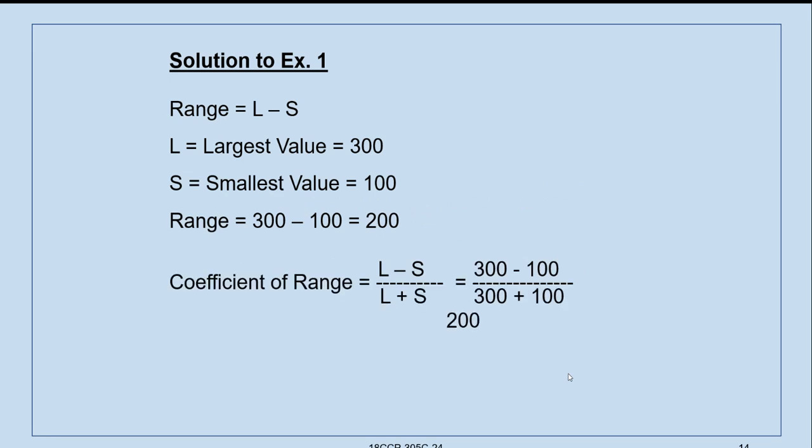In the solution, we will see range is equal to L minus S, where L is equal to 300 and S is equal to 100, so range is equal to 300 minus 100 is equal to 200. And coefficient of range is L minus S by L plus S, that is 300 minus 100 by 300 plus 100, 200 by 400, that is 0.5.